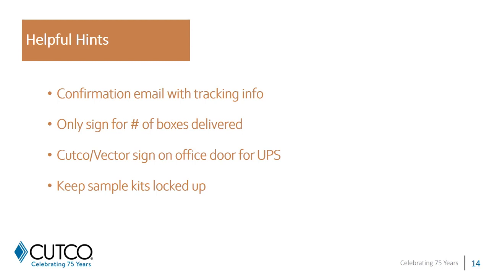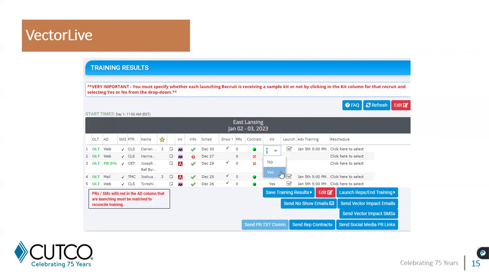Be sure to have someone at the office to sign for the delivery, and remember to only sign for the number of boxes delivered. It is helpful to have a Cutco Vector sign on the door for UPS to identify the office. Sample kits should be locked up in a storage cabinet or closet. When you are launching reps in Vector Live, you will have the option to launch them with or without a kit, and you'll need to choose yes or no for each rep launched.